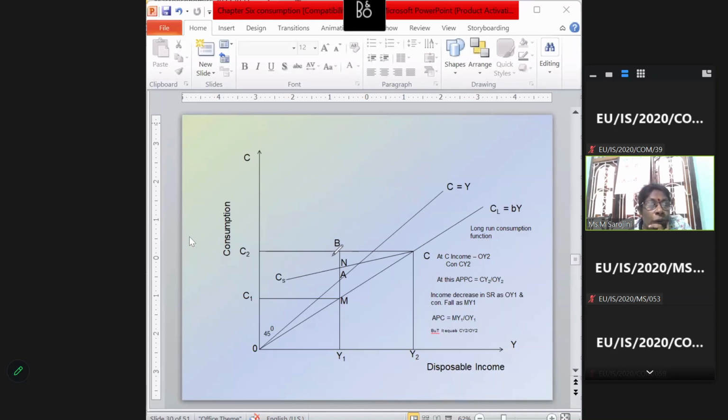Here, the income decreases from Y2 to Y1. According to the relative income hypothesis, consumption should decrease by this amount, that is BM, but the consumption decreases only by this BN amount, right? Do you understand?